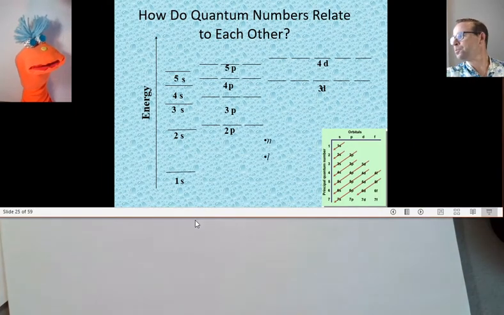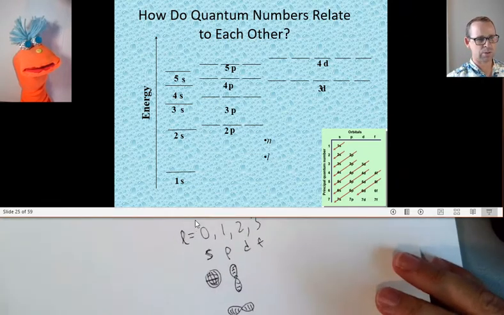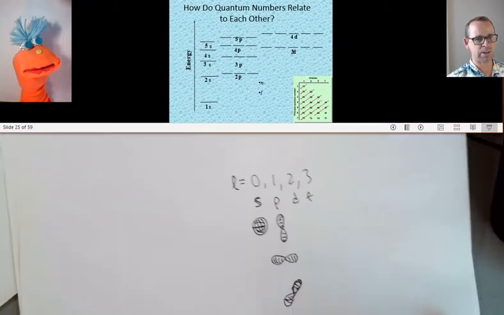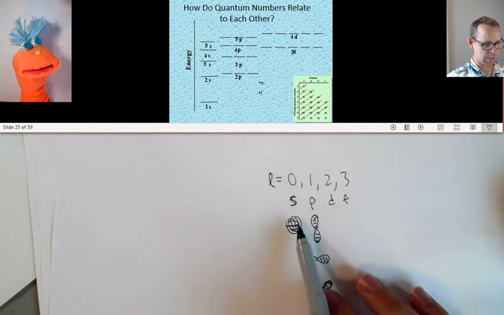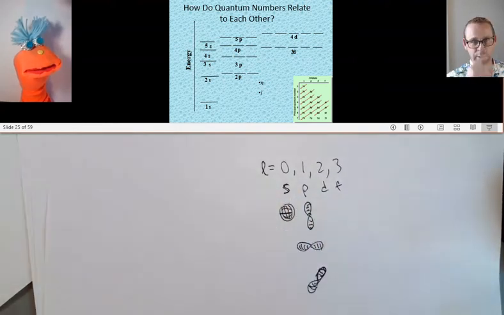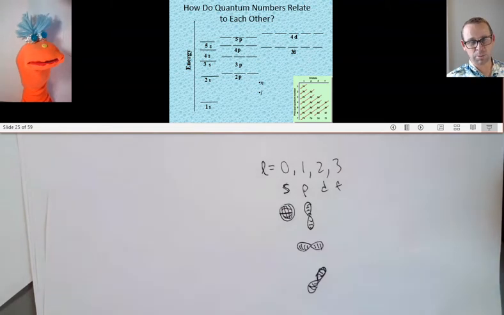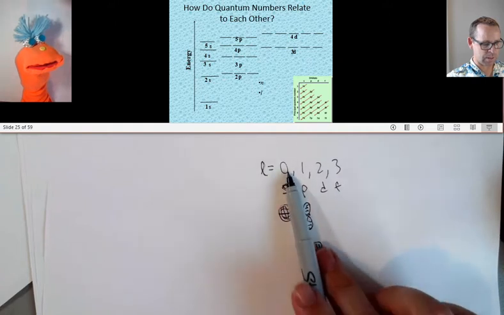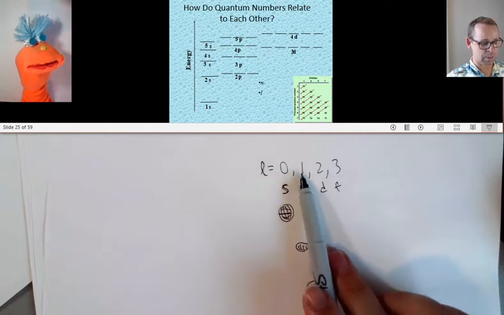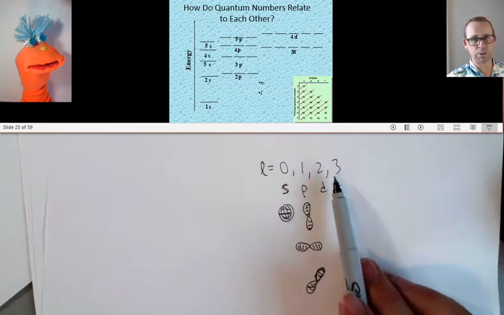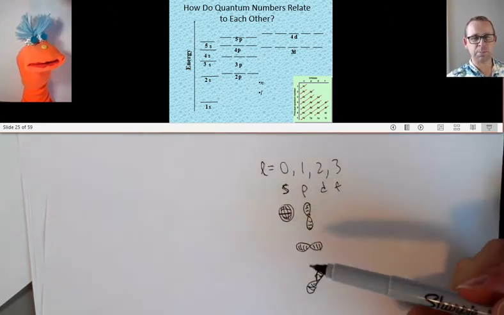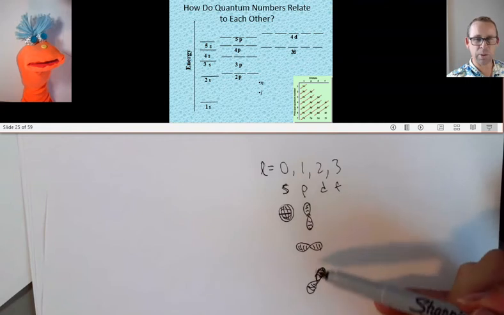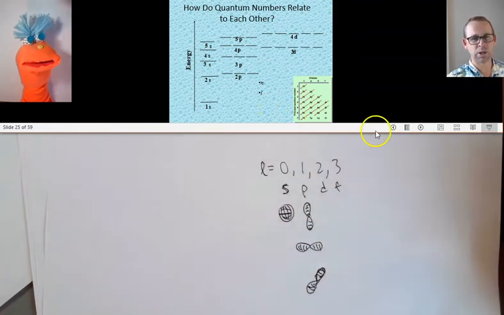Remember, we talked about how L values can be expressed in terms of these letters, S, P, D, F. What we're trying to do here is allow it so that we can talk about n and L values, one with a number and one with a letter, more simply, right? And remember that if it's L equals 0, we can call it an S orbital, L equals 1 a P orbital, L equals 2 a D orbital, and so forth.